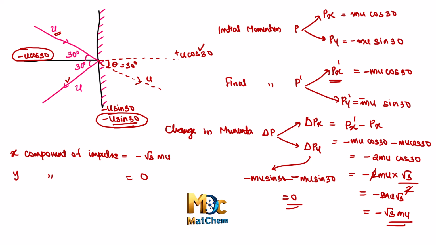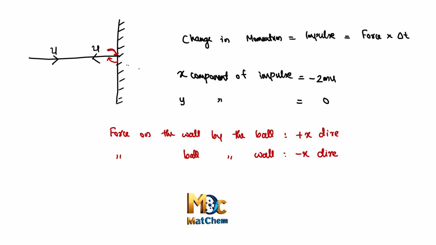If you take the ratio of their impulses, you can see that in the second case the impulse is minus root 3 mu, and in the first case the impulse is minus 2 mu. So if you take the ratio, taking only the magnitude, in the first case we got 2 mu, divided by the second case, that is root 3 mu. So mu cancels, and the ratio becomes 2 by root 3. If you simplify 2 by root 3, it is approximately equal to 1 by 2. So this is the ratio of their impulses.